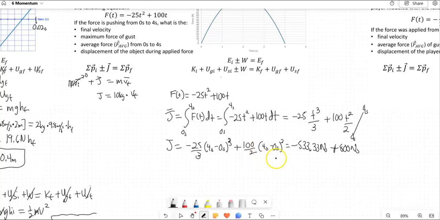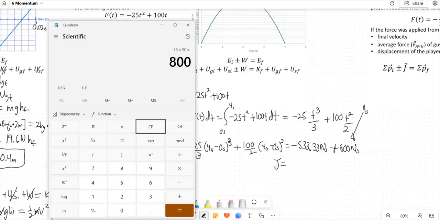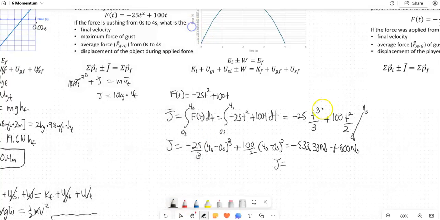So our overall impulse, after everything is done, is going to be minus 533.33, which is going to be 266.67. So positive 266.67 Newton seconds. Okay, and so that is the area underneath that line.